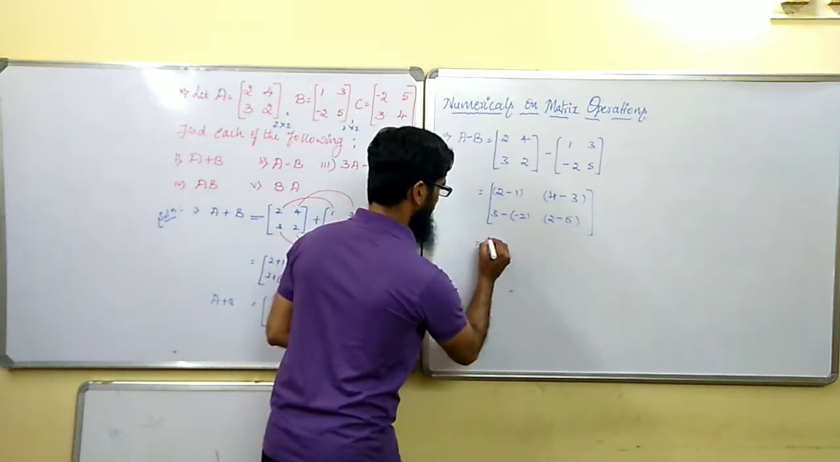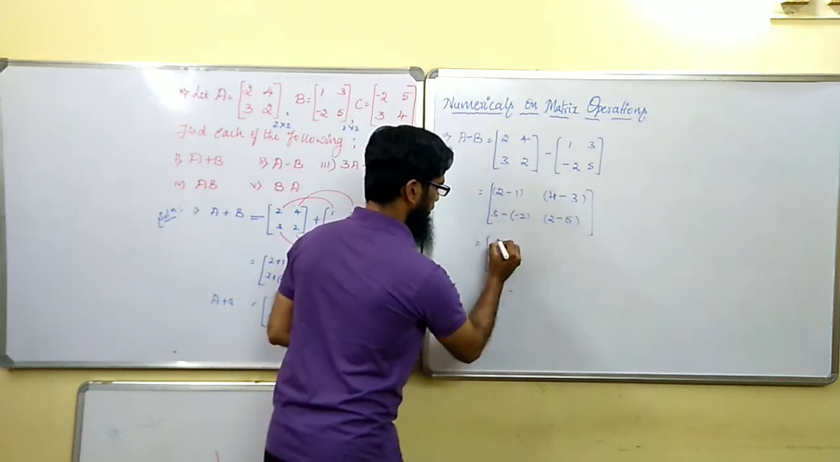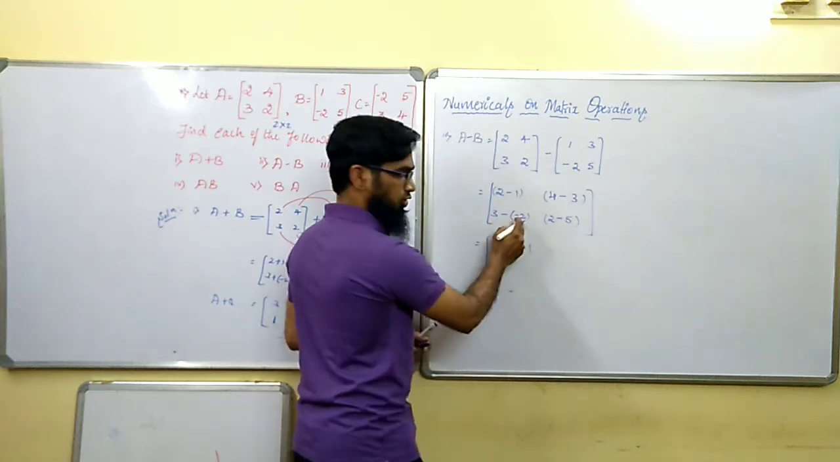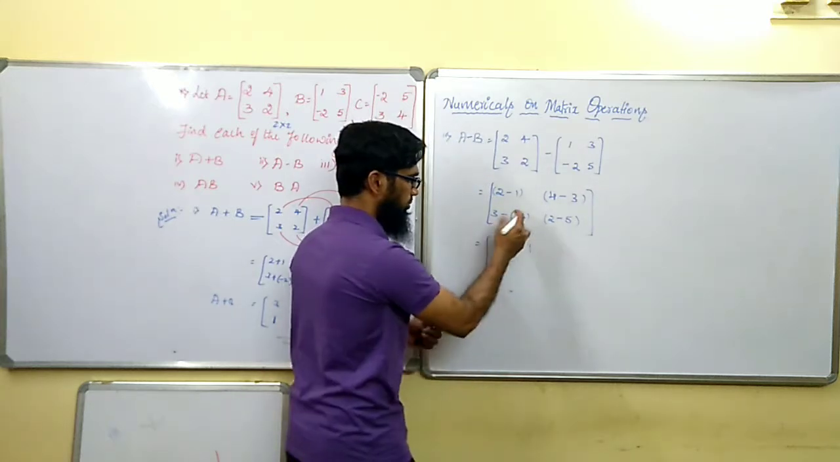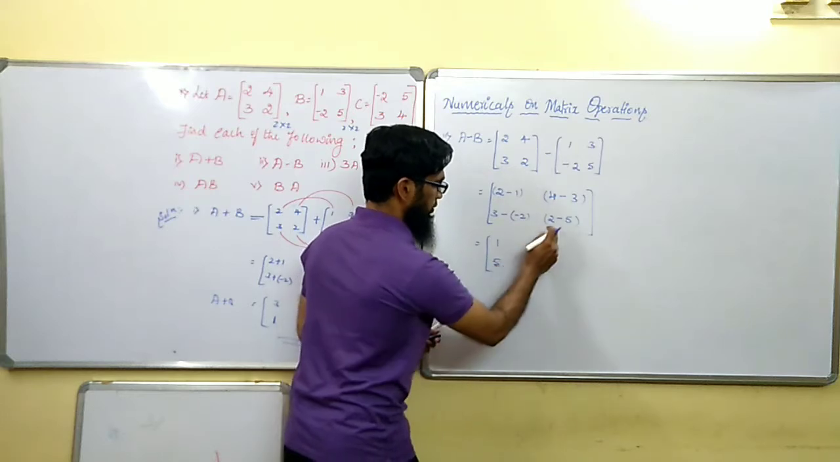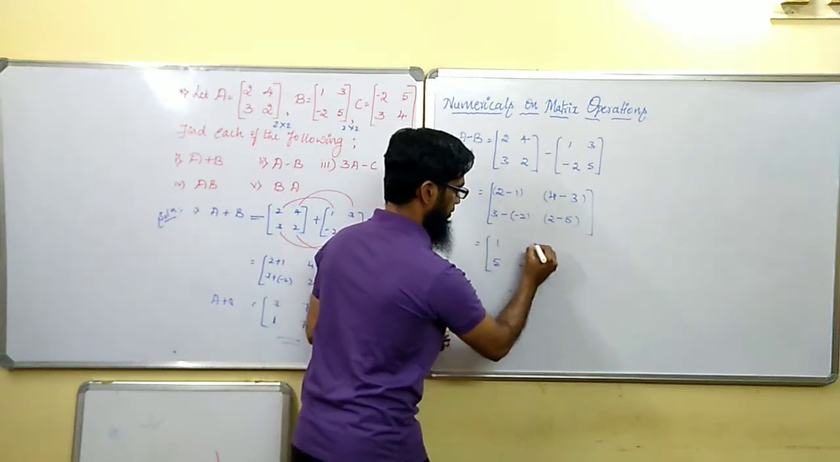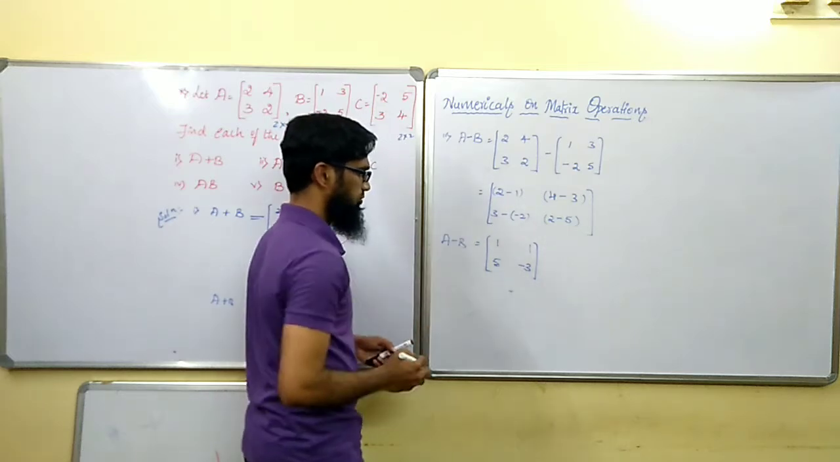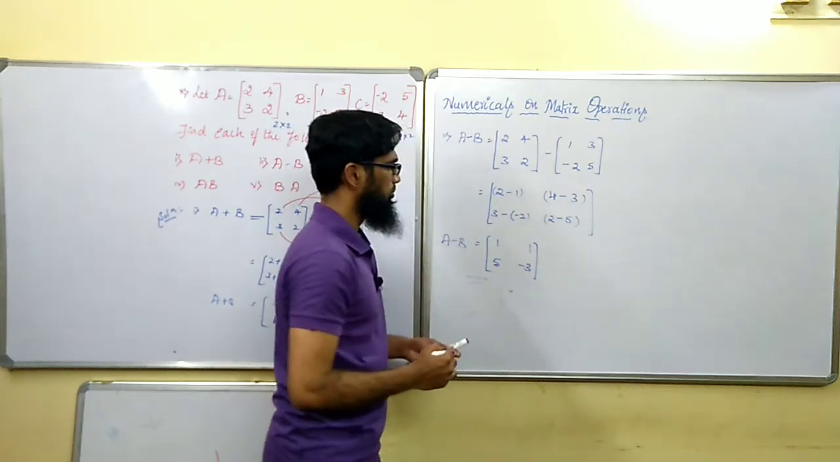So the simple thing here: 2 minus 1 is 1, 4 minus 3 again is 1, minus into minus is a plus, so 3 plus 2 is 5, and 2 minus 5 is minus 3. So this is what I'm getting for the matrix subtraction, that is A minus B. Okay, I hope you are getting this one.